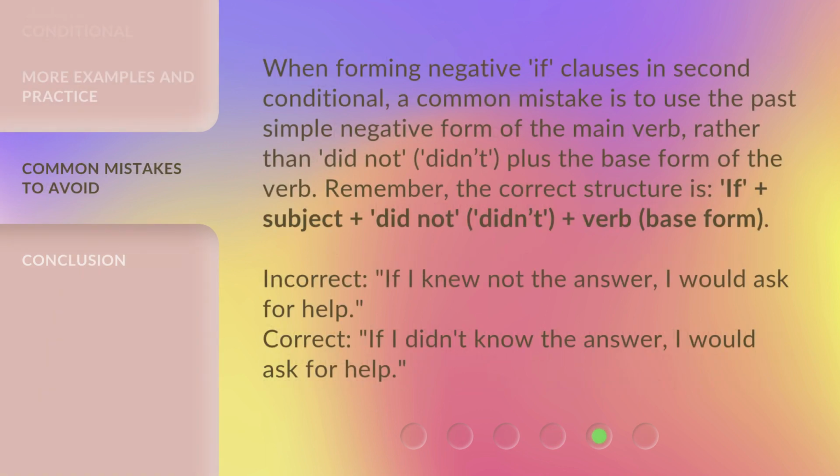When forming negative "if" clauses in the second conditional, a common mistake is to use the past simple negative form of the main verb, rather than did not, didn't, plus the base form of the verb. Remember, the correct structure is if plus subject plus did not, didn't, plus verb, base form. Incorrect: "If I knew not the answer, I would ask for help." Correct: "If I didn't know the answer, I would ask for help."